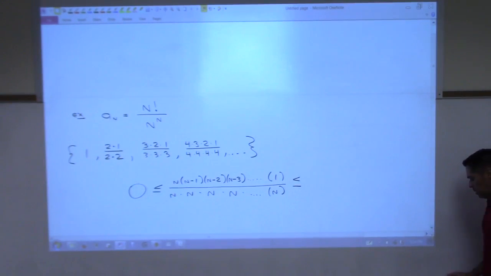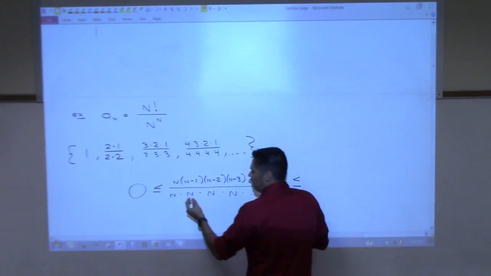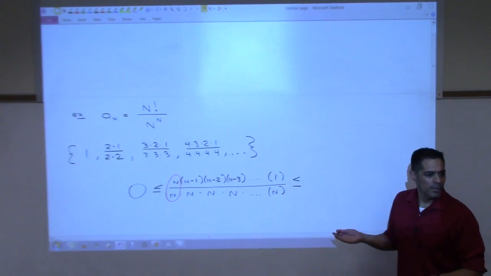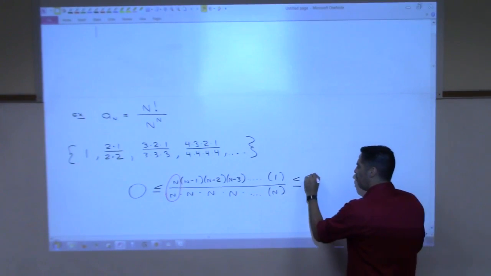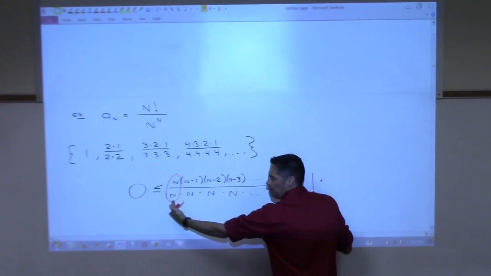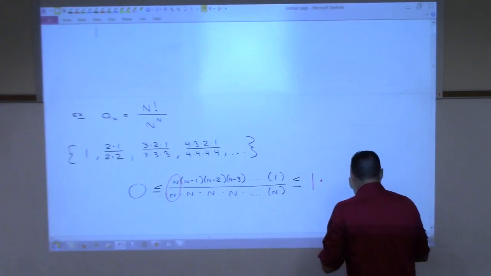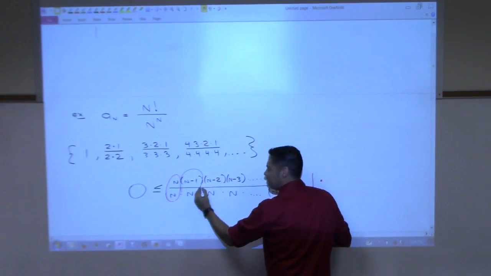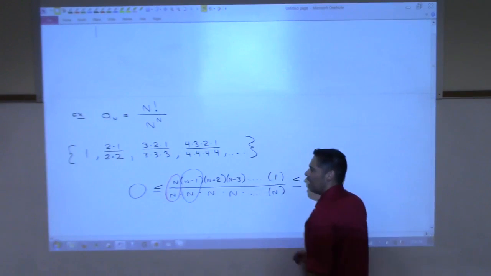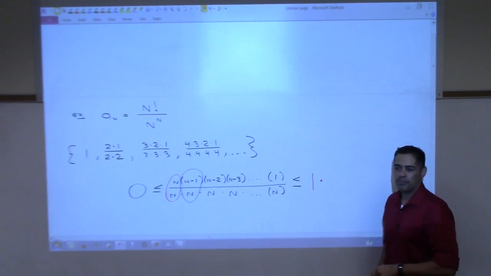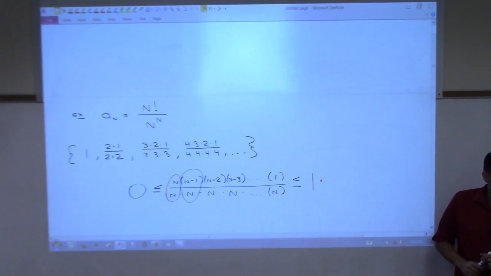So let's just look at each of these factors at a time. n over n is basically 1, right? So would you agree so far that if I put 1 here, this 1 is bigger than or equal to that piece? Yes? Okay, let's look at the next piece. I'm sorry, what? n minus 1 over n. I have no idea why I just said n over n plus 1. n minus 1 over n. What can you tell me about that number? It's less than 1, right?